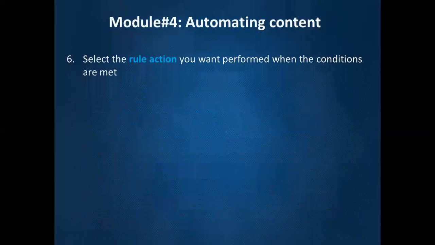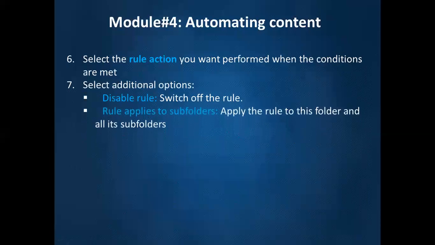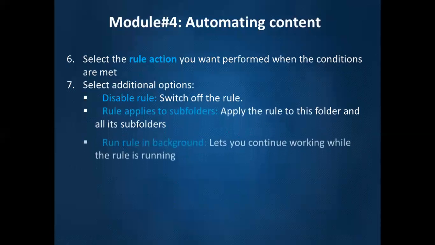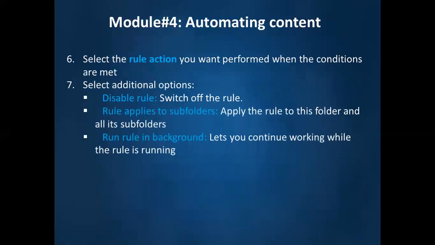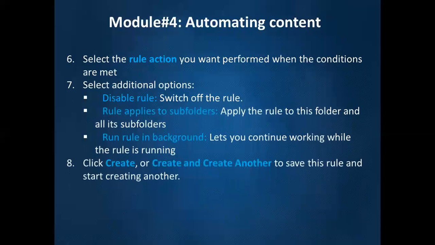Point 6: select the rule action you want performed when the conditions are met. As I said, which rule action you choose, for example, copy or move, etc. Select additional options. Disable rule switches off the rule. Rule applied to subfolders applies the rule to this folder and all its subfolders. Run rule in the background lets you continue working while the rule is running. Click Create or Create and create another to save this rule and start creating another one.